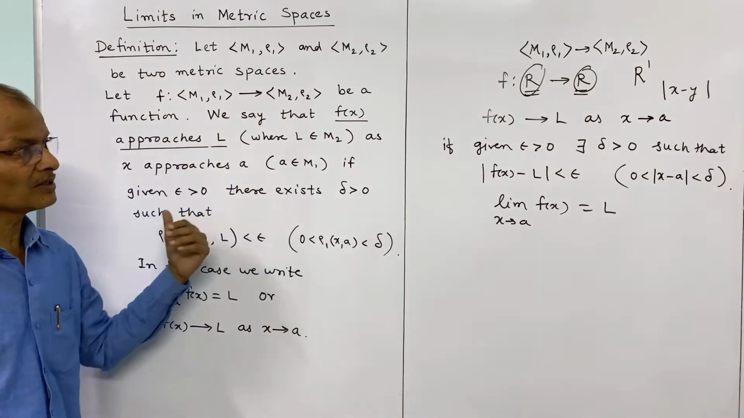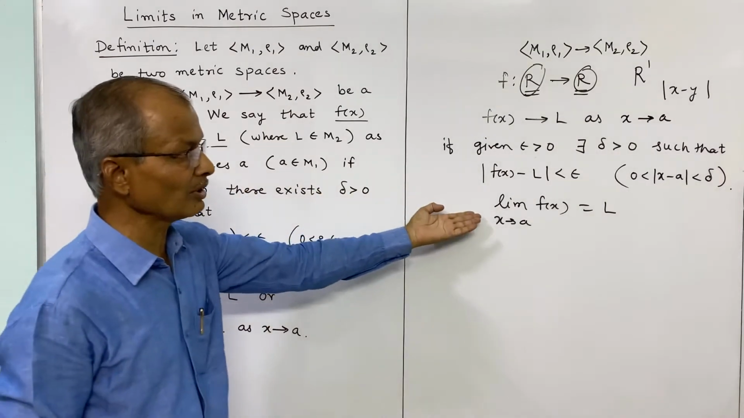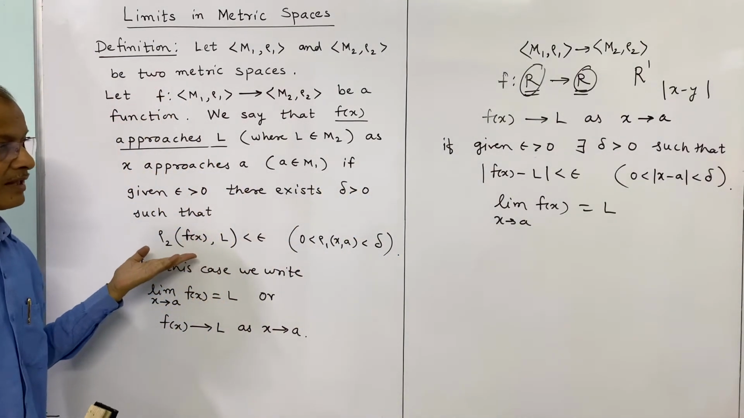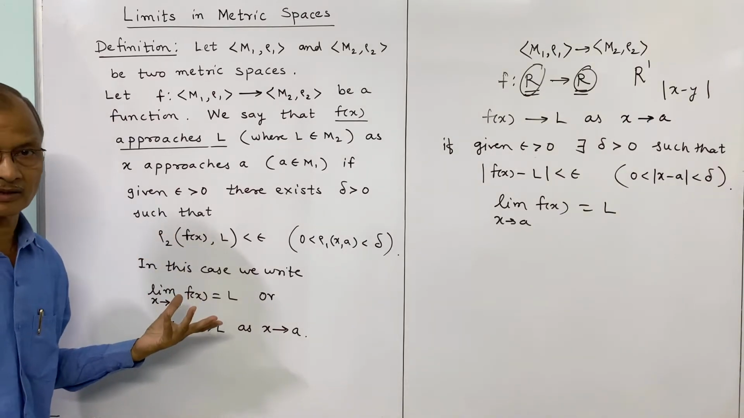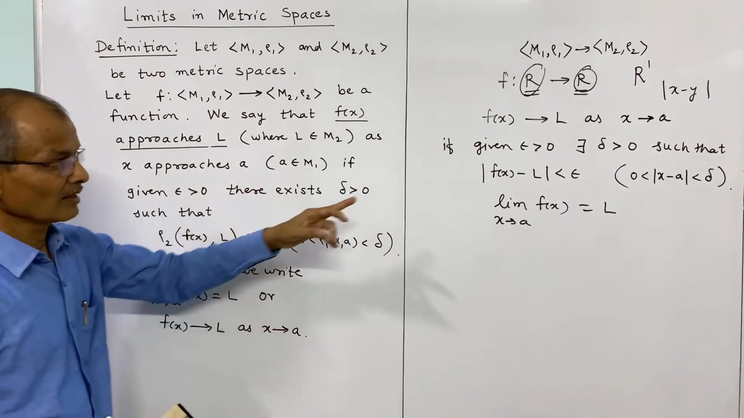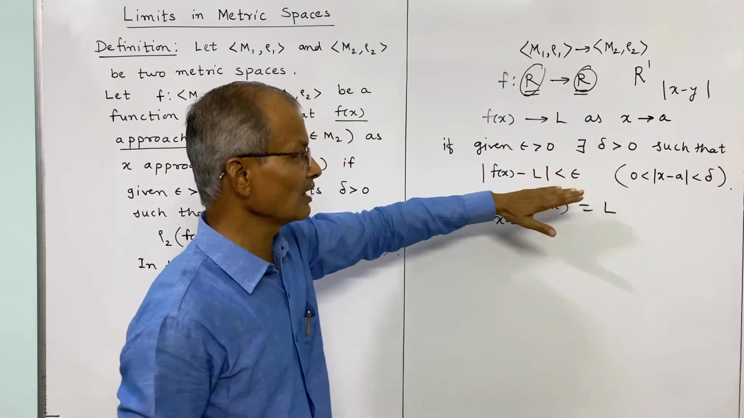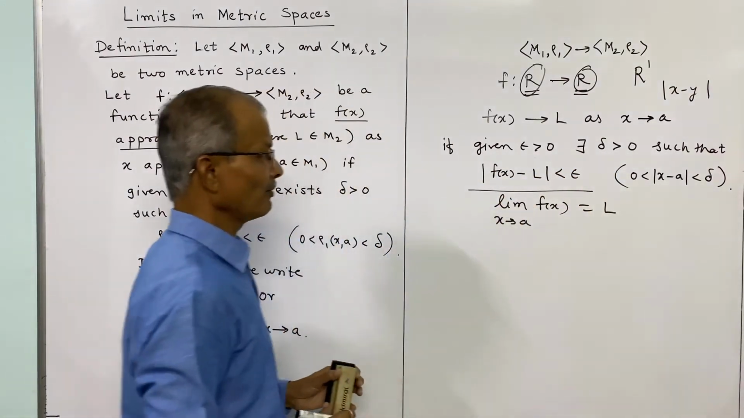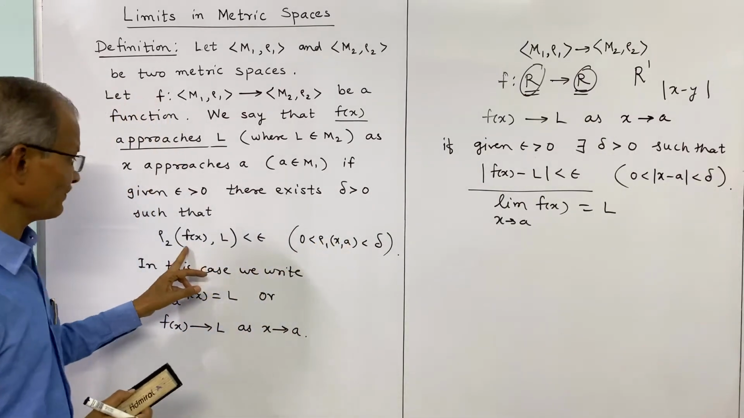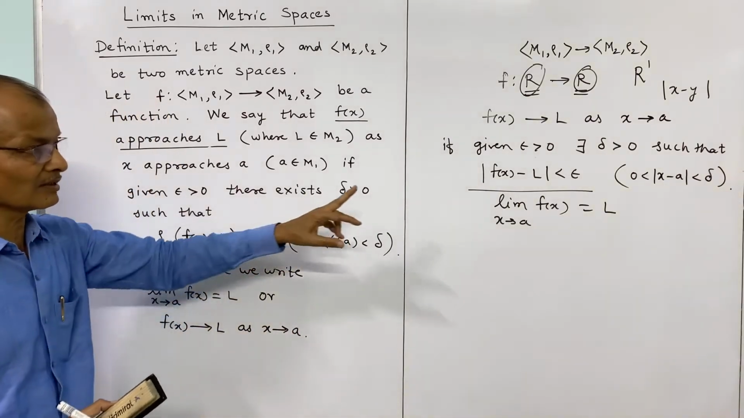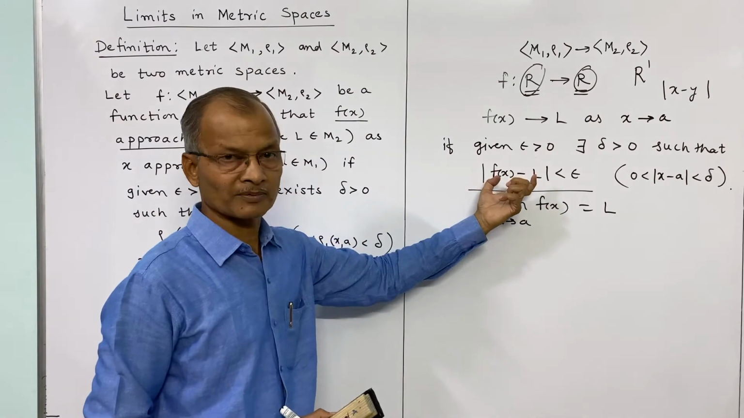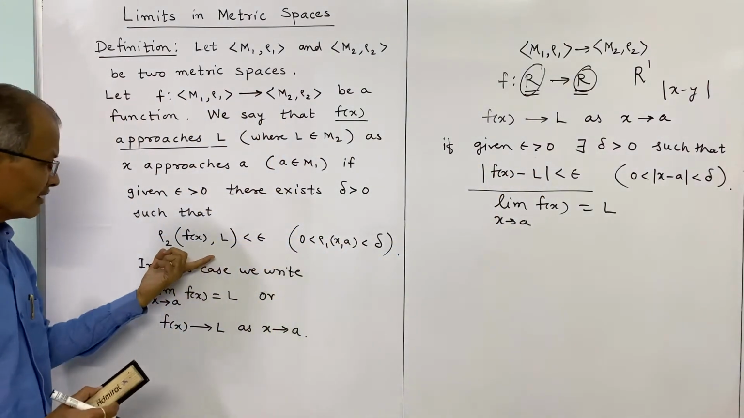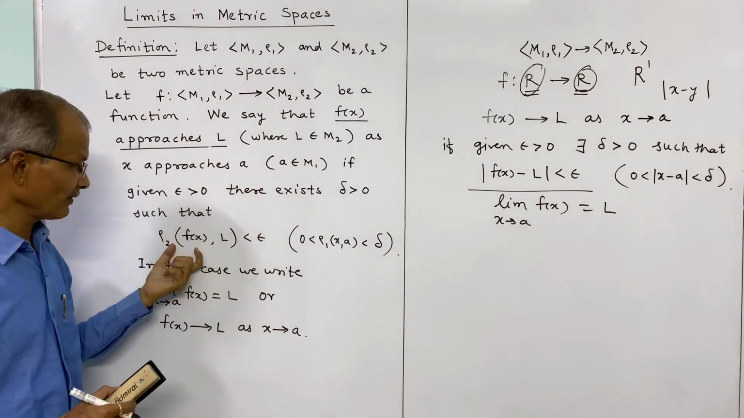Now see the difference in these two definitions. This is our usual definition and this is the definition in metric spaces. The only difference is the metric. The conditions are the same: given epsilon greater than 0, there exists delta greater than 0. Here we have denoted the metric. Metric means distance. The distance between f(x) and L is denoted by the absolute value of f(x) minus L, and that is written here as rho 2 of f(x) and L.